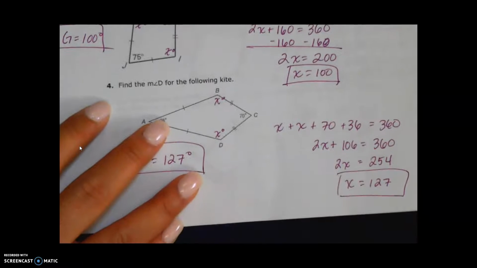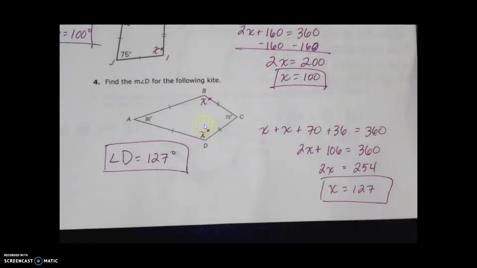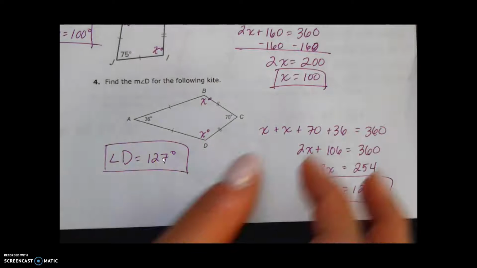Same process for number 4. I know that these two are congruent to each other because kites have one set of opposite congruent angles. So I labeled those both x, added them all up to 360, and I got x equals 127. It asked me for angle D, which is just x, so that is 127 degrees.